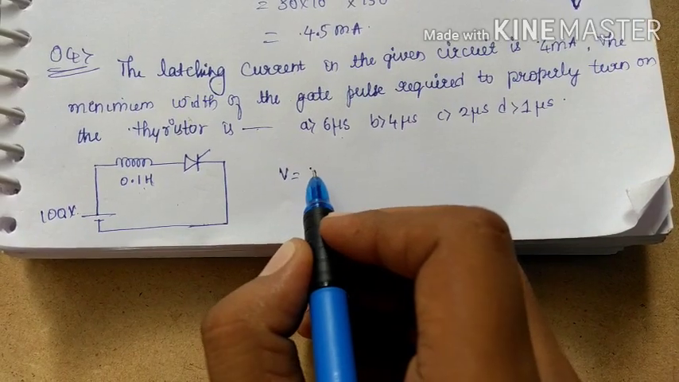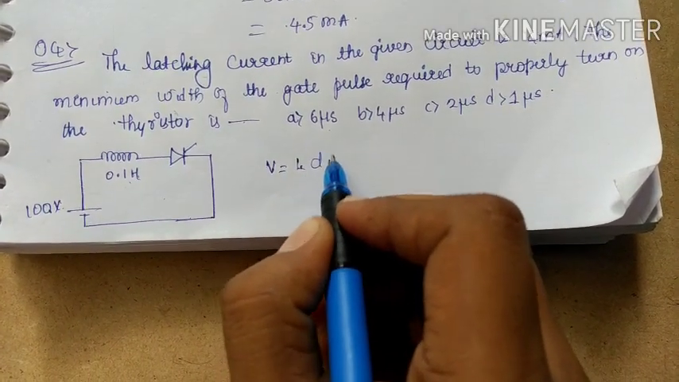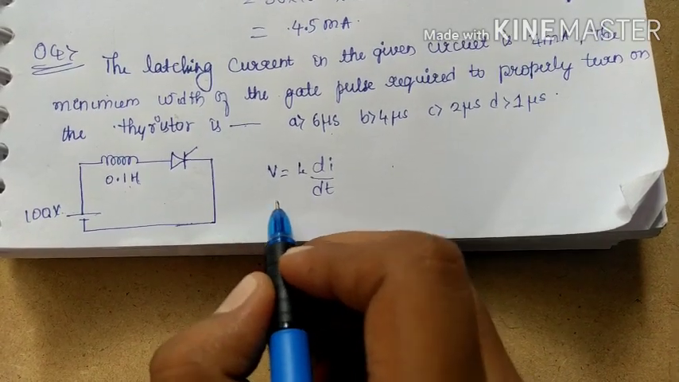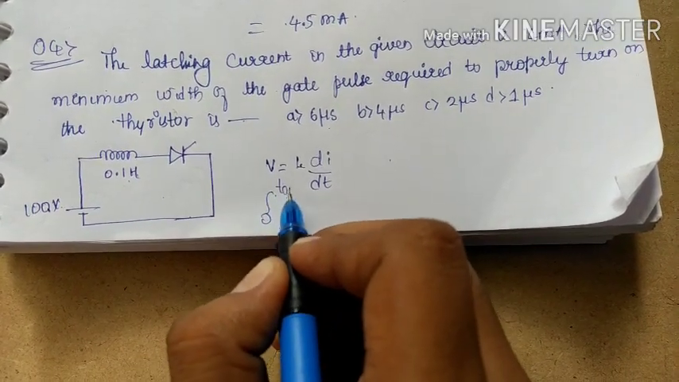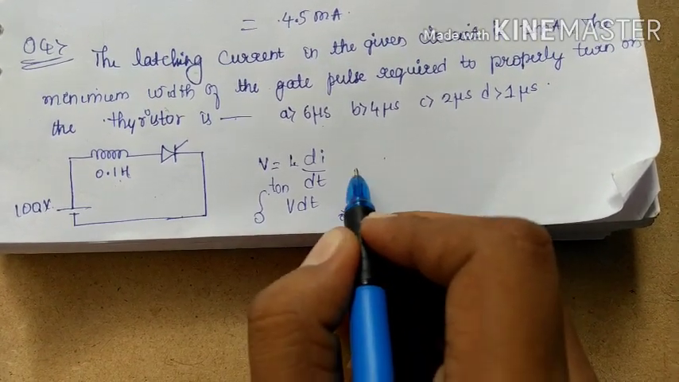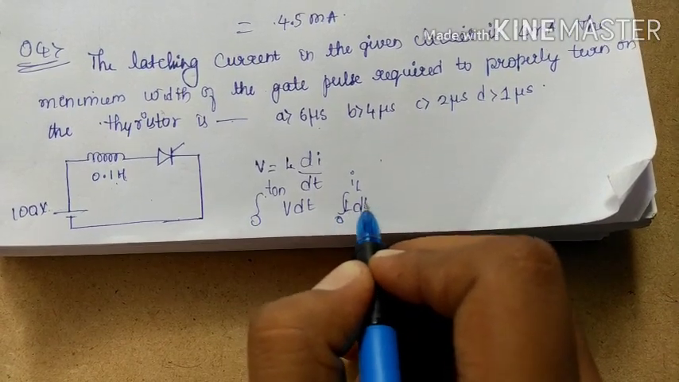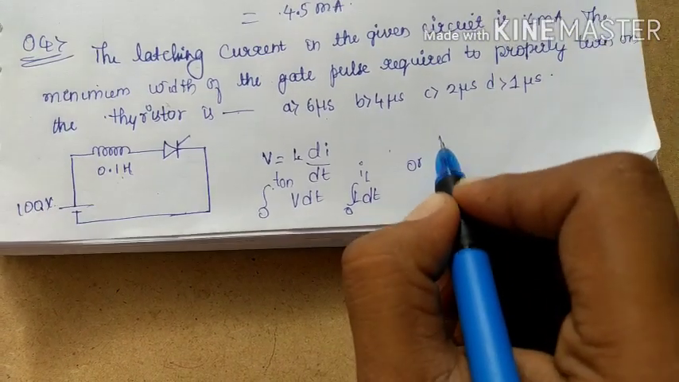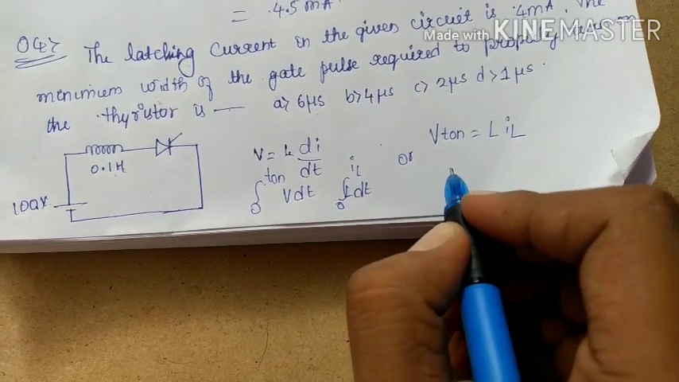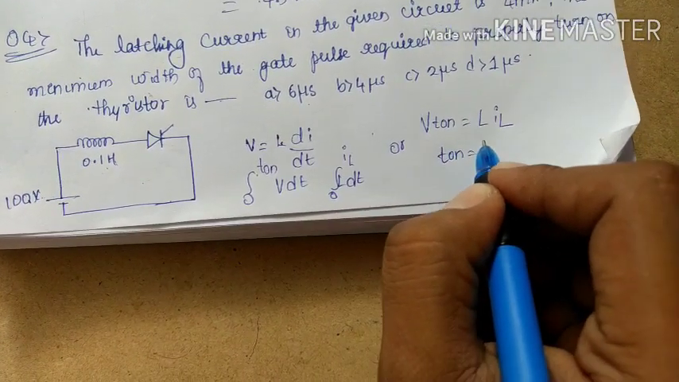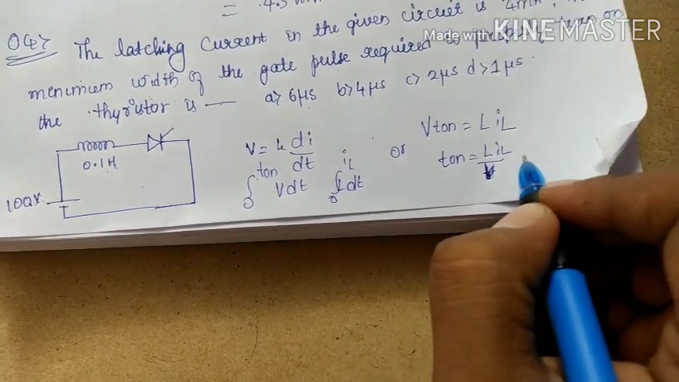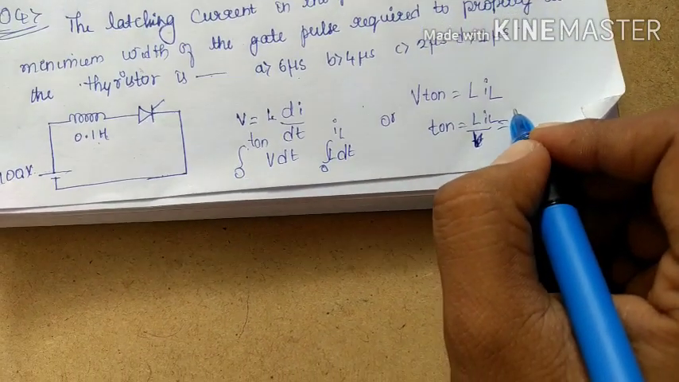We know that V equals L di by dt. Integrating on both sides, the integral of V dt from 0 to T on equals the integral of L di from 0 to IL. So it will be V into T on equals L into IL. This will be T on equals L into IL divided by V. So here, how much L have they given?